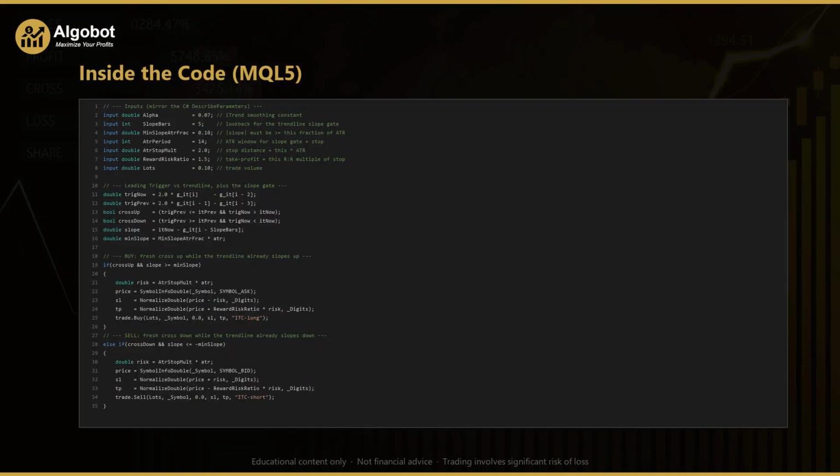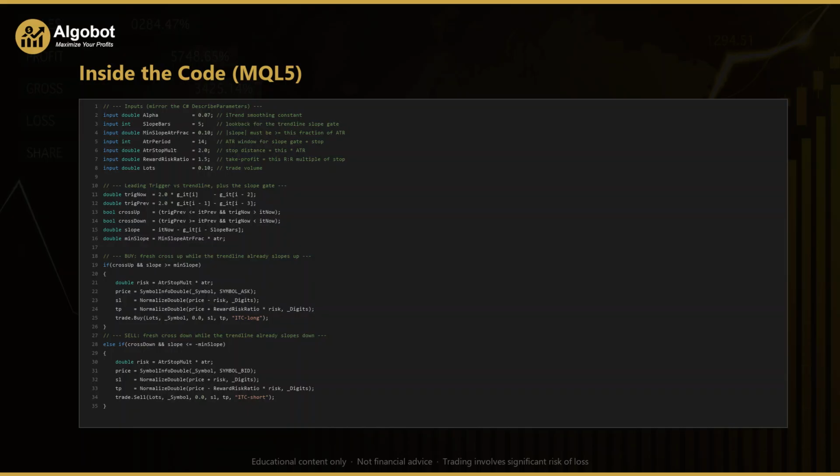Now let's look at the actual MetaTrader 5 code that makes this happen, shown here as it appears in MetaEditor. At the top are the input parameters. Alpha controls the trend line smoothing. Slope bars sets how many bars the slope is measured over. MinSlopeAtrFrac is the fraction of ATR the slope must exceed. ATR period defines the volatility window. ATR stop multiple scales the stop distance, and RewardRiskRatio sets the profit target as a multiple of that stop. Lots is the trade volume.